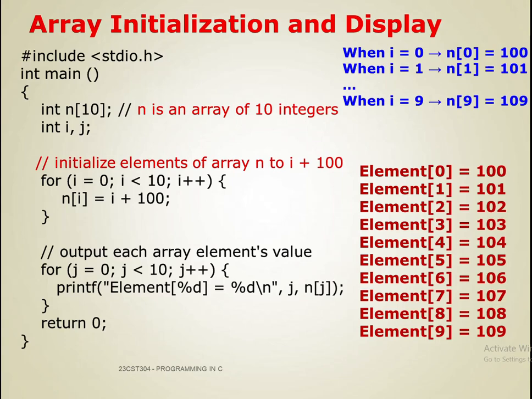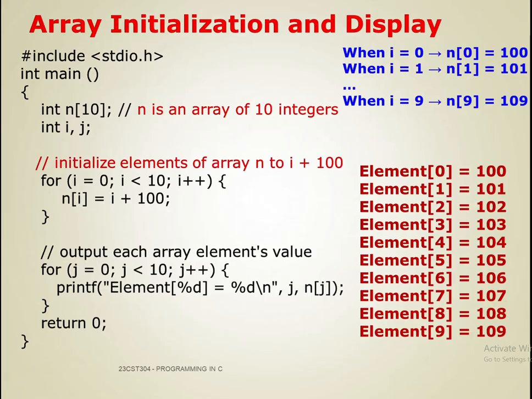Then again we have a for loop. Why do we have two loops? The first loop is writing values and the second loop is reading or displaying them. Initially we assign the values. Now we use the second for loop to display the values. The second loop reads and displays those values. Here we use printf with the %d format specifier, comma, n[j]. So remember, the first loop is used for writing and the second loop is used for reading.